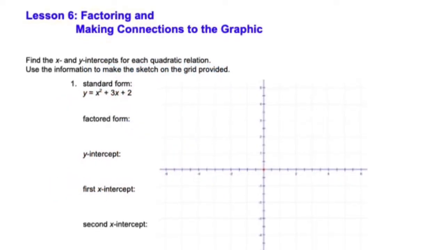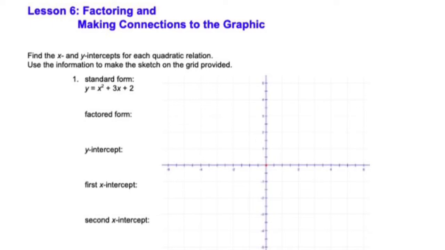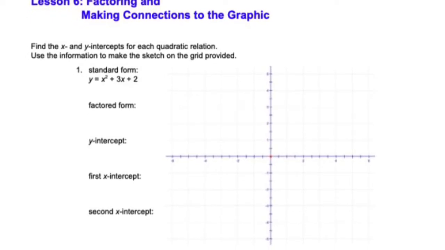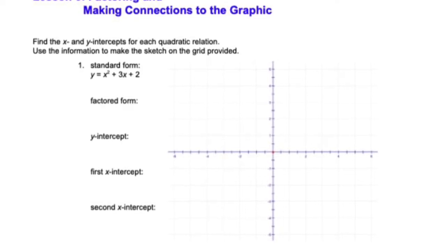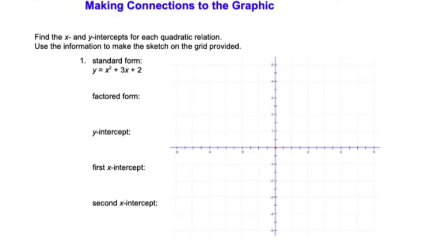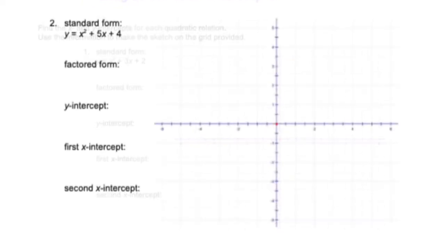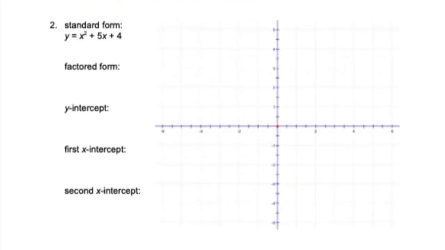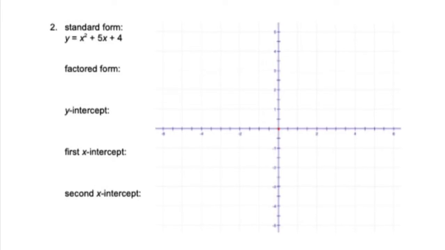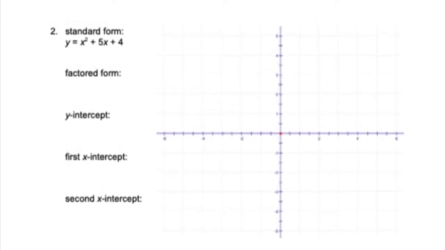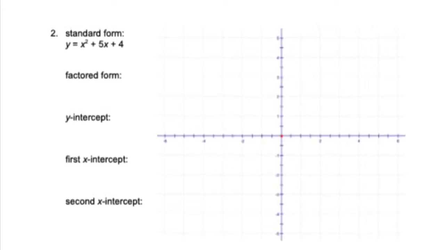So this is lesson 6. We are nearly done assignment number 4. And in lesson number 6, I want to graph y is equal to x squared plus 3x plus 2, but that's in standard form. So I don't know the factored form, so I don't know the x-intercepts. In the same way, I want to graph y is equal to x squared plus 5x plus 4. But again, because that's not in factored form, I can't find the x-intercepts. And without the x-intercepts, it's really challenging to graph.